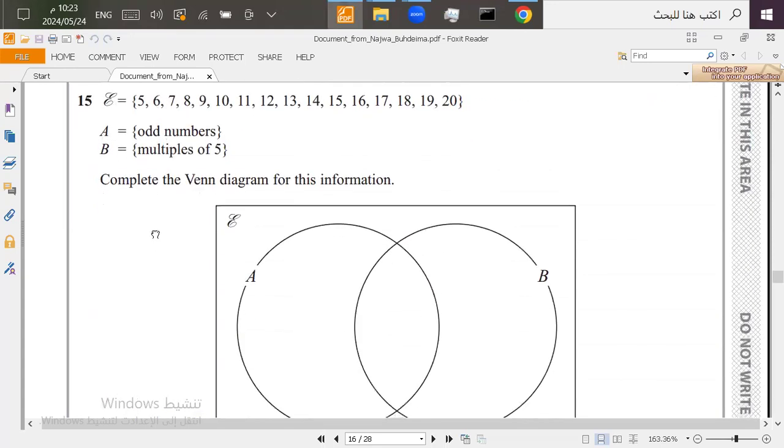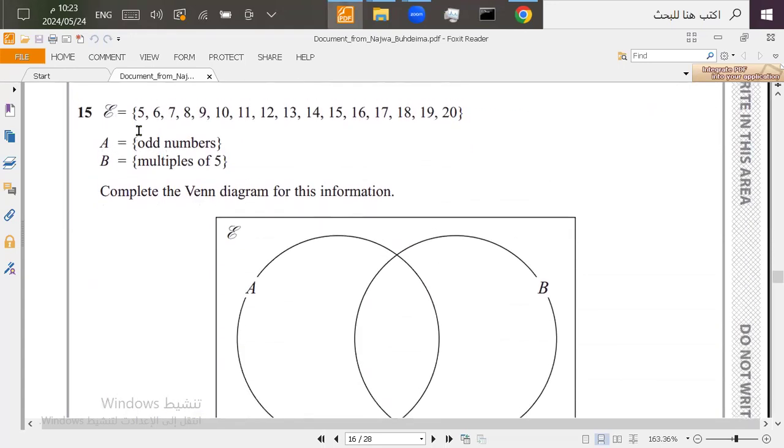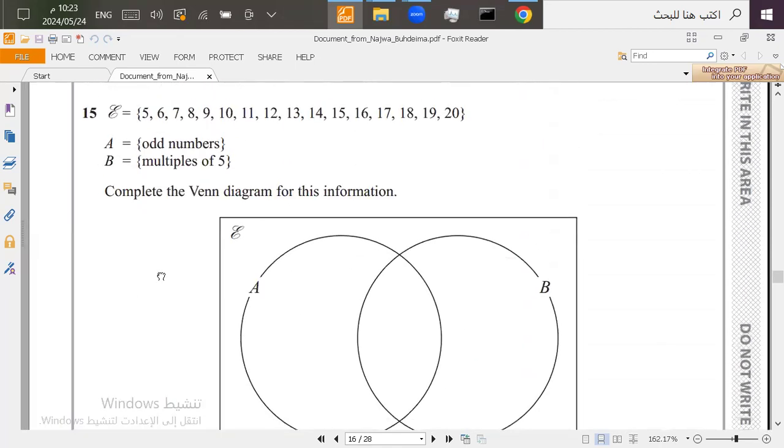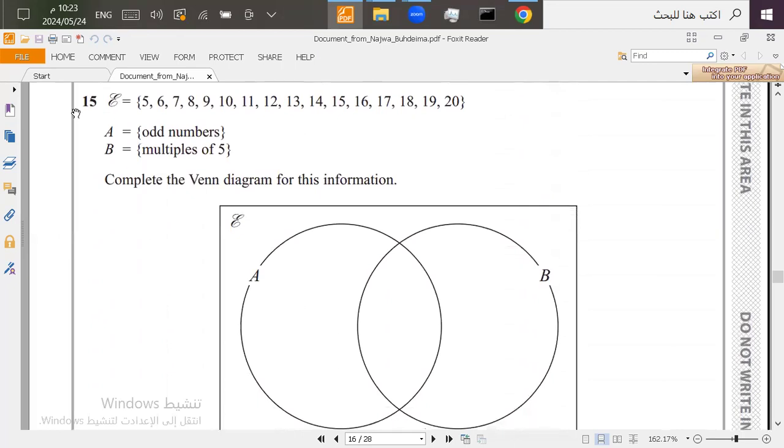Question 15. This is the universal set, and the universal set is from 5 to 20. A is odd numbers and B is multiples of 5. Complete the Venn diagram for this information. So we're going to put them in a Venn diagram. Let's zoom out so we can use the numbers. Okay, we already have them now.